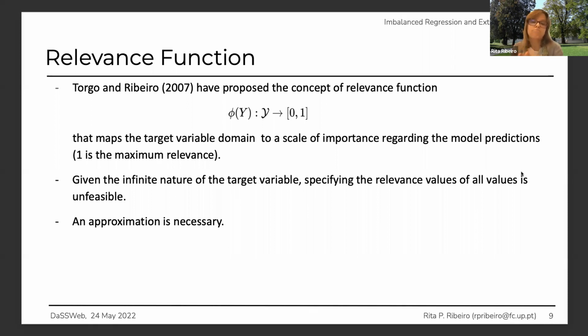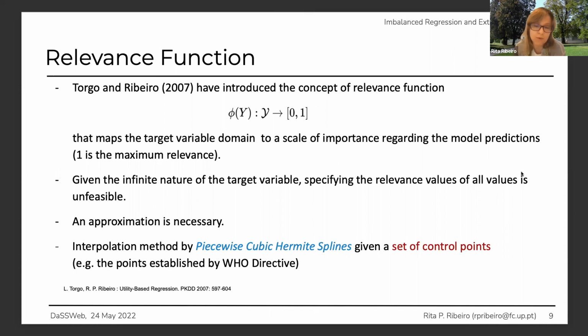But how can we obtain such a function? Given the infinite nature of the target variable in a regression context, we cannot state or define a relevance value for each possible value. So it's infeasible, contrary to the classification scenario. We would like to have some kind of approximation that would allow us to build this continuous relevance function. The solution that we found at the time was to resort to a specific interpolation method, the piecewise cubic Hermite splines, which, given a set of control points and the derivatives of those control points, can interpolate and supply the information that is needed for inferring this relevance function.